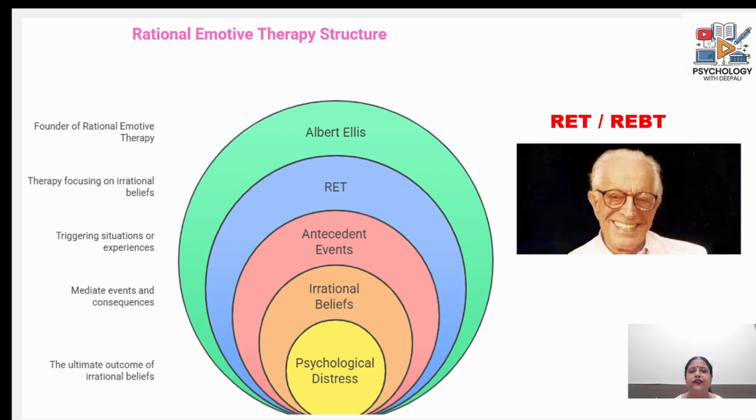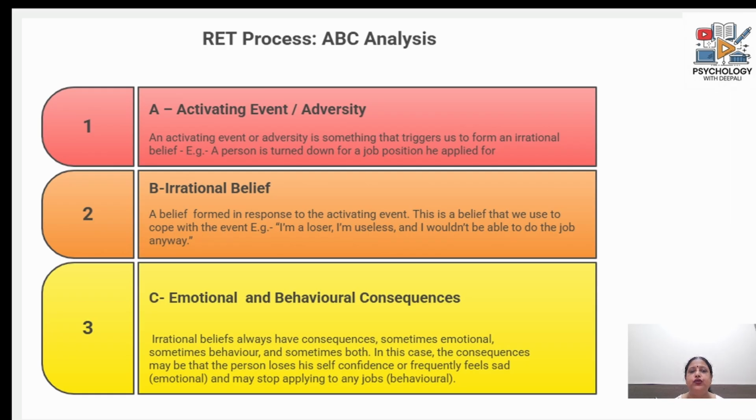And the consequence, obviously, is the emotional or psychological distress which is caused in the individual, and it is the ultimate outcome of the irrational beliefs. So he talked about undergoing an ABC analysis under the guidance of a therapist, where A talks about the activating event or the adversity, which is, of course, the antecedent event. So, an activating event or adversity is something which is triggering us to form an irrational belief.